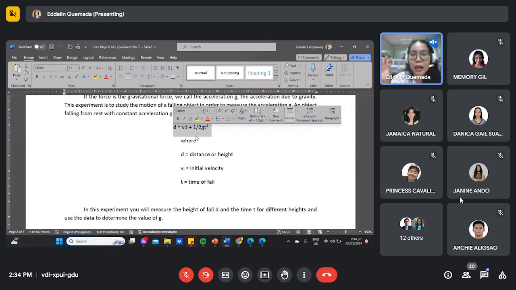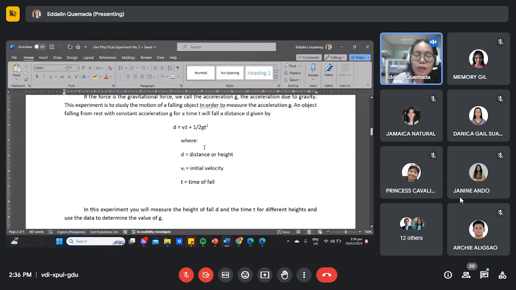So it becomes 2d equal to g t squared, or if we further manipulate the equation, g is equal to 2d all over t squared. Got it? 2d all over t squared, which is equal to g. Yes, Miss. How can we relate this then to the slope?